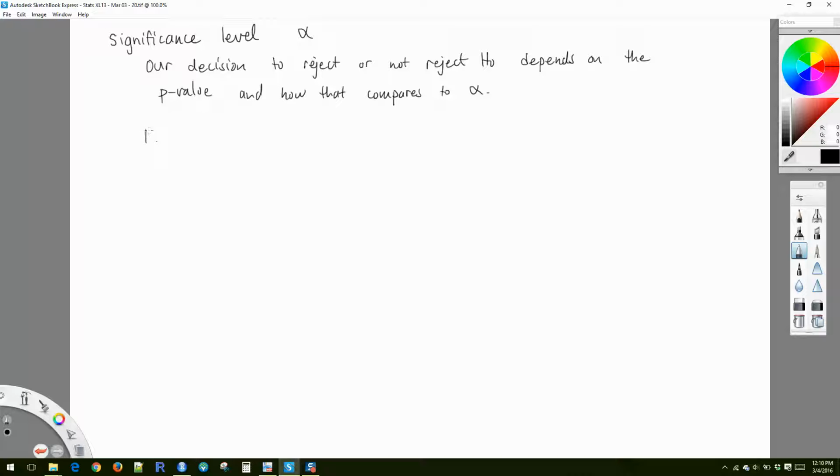And the decision criteria is this. If the p-value is less than alpha, we reject the null hypothesis, okay? But the p-value is the probability of getting your data if the null hypothesis is true.